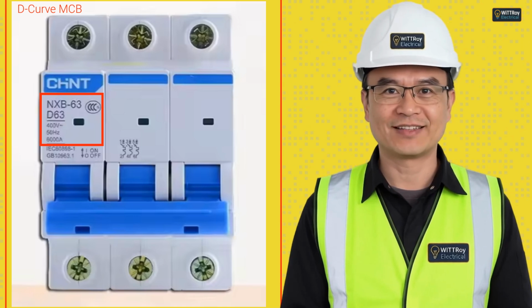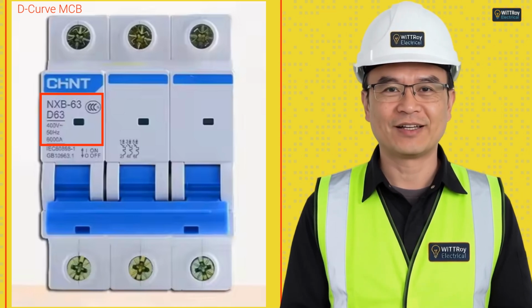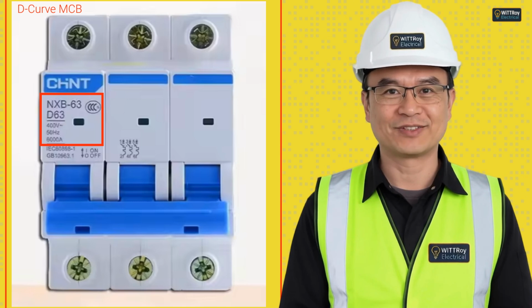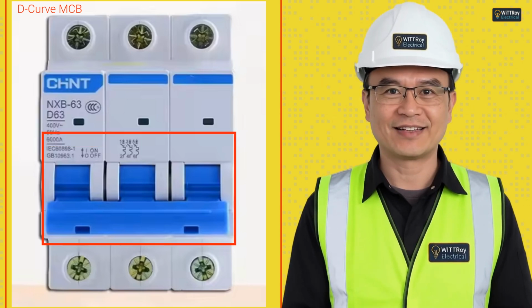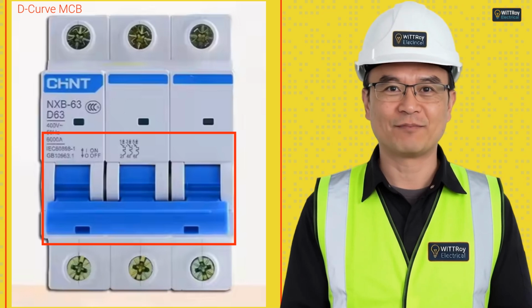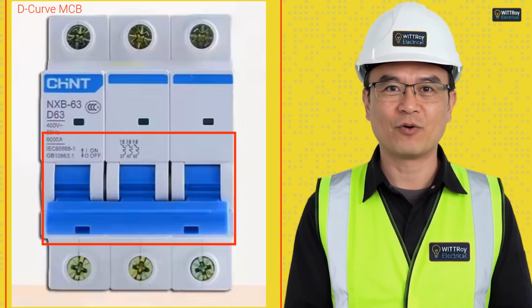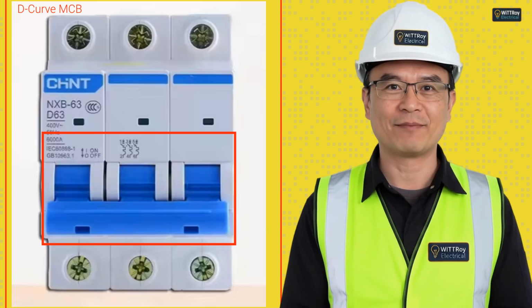I can also see 6,000. This means the short circuit breaking capacity is 6,000 amps or 6 kA. I can see the handle is linked across 3 poles and 3 circuit breaker symbols. So it is a 3-pole 400 volt D-curve 63 amp MCB.